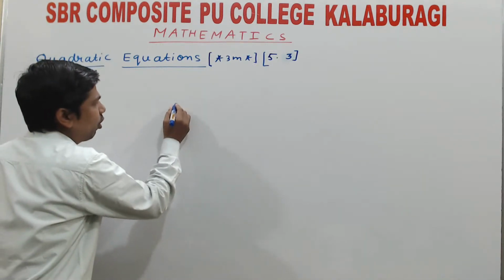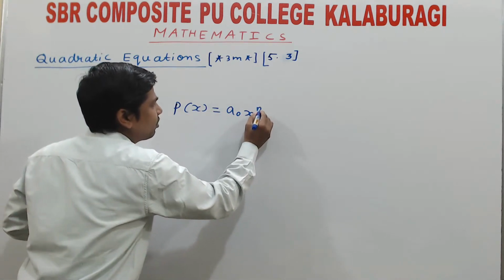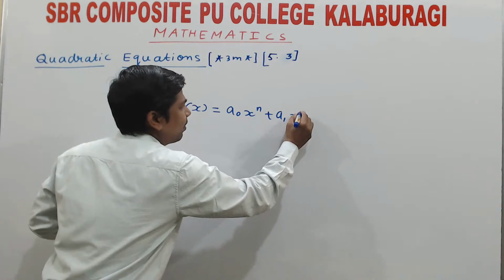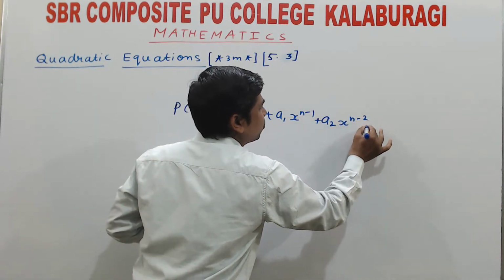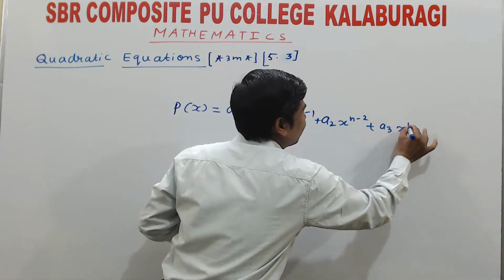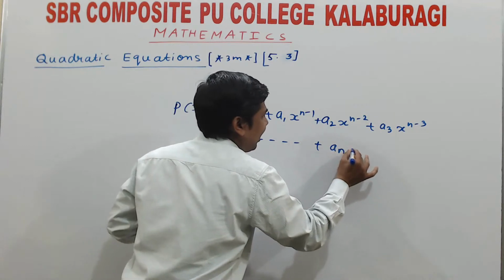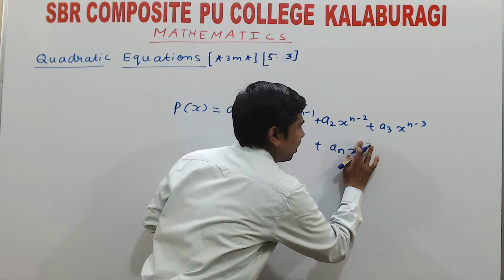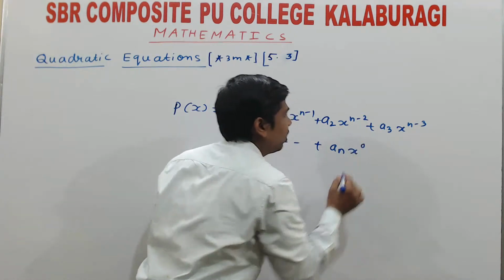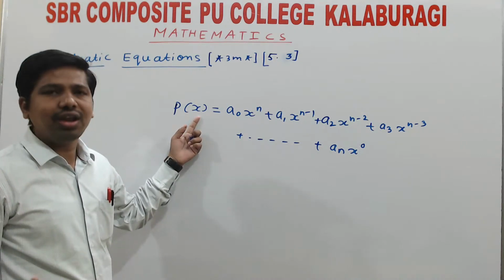An equation of the form p of x equal to a0 x to the power n plus a1 x to the power n minus 1 plus a2 x to the power n minus 2 plus a3 x to the power n minus 3, and so on, up to an, equal to 0 only. So this is said to be a polynomial equation in terms of x. x is a variable, we can take any variable.